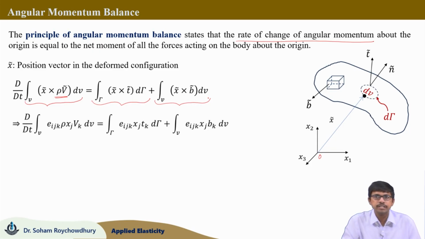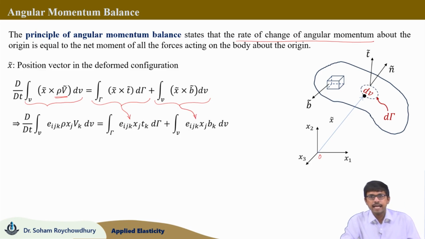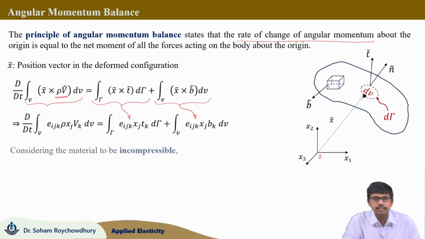Now, writing this equation in index notation, x cross rho v I am writing using the permutation symbol as E_ijk rho x_j v_k, then the volume integral of that and d/dt, the rate of change of this quantity on the left hand side. Similarly, this x cross t can be written as E_ijk x_j t_k, and x cross b can be written as E_ijk x_j b_k. All these cross products are written with the help of the permutation symbol.